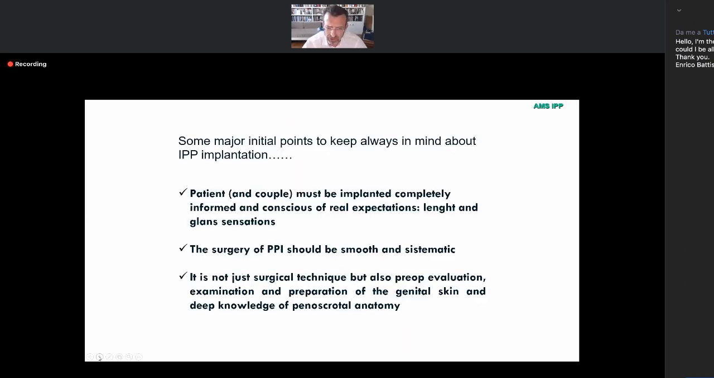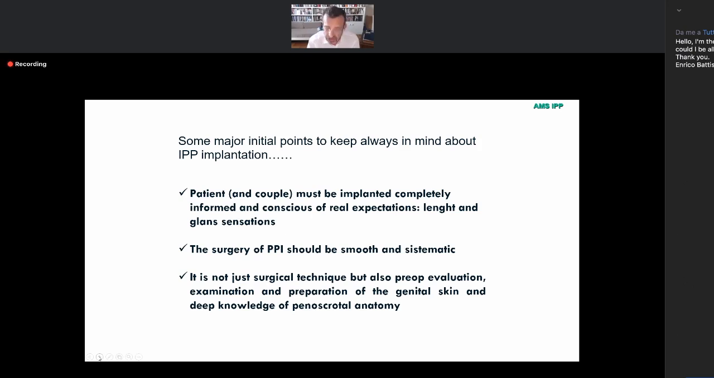So there is no doubt that there are some important points that we have to keep in mind, because I always say to my residents that penile prosthesis implant, independently of the technique you use, independently of the device you use, is not only surgery, but it's also the preoperative information to the patient and the partner, and the postoperative assessment to the patient. You are not only a good surgeon, but you have to be a good communicator and overall a good doctor. So the patient and the couple must be completely informed and conscious of the expectations.